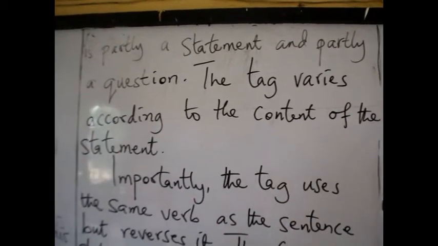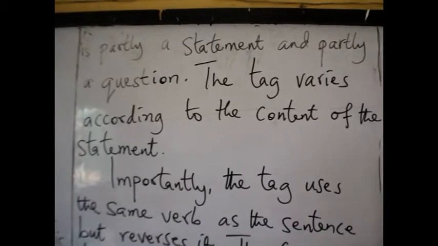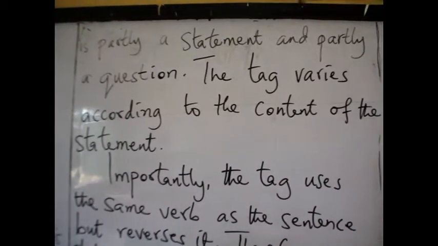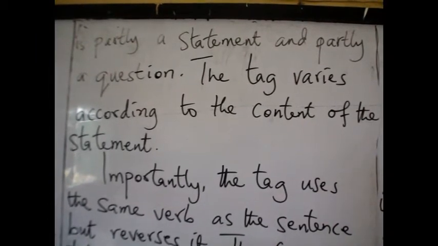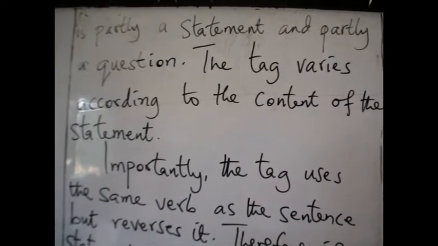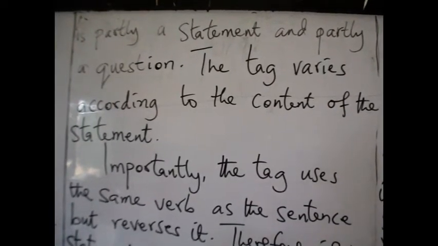So when you put both together, it is no longer a declarative sentence as it is. It now becomes a question tag. Now we say the tag varies according to the content of the statement. In other words, different situations will require different questions and different question tags.